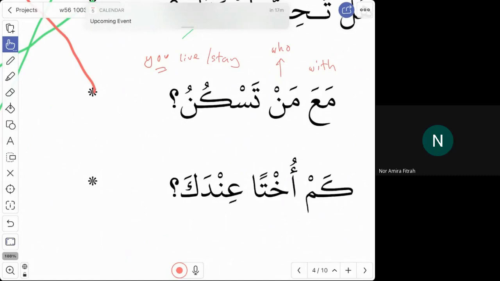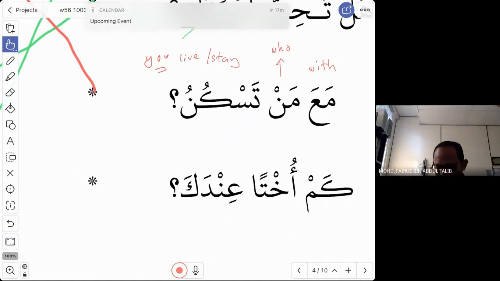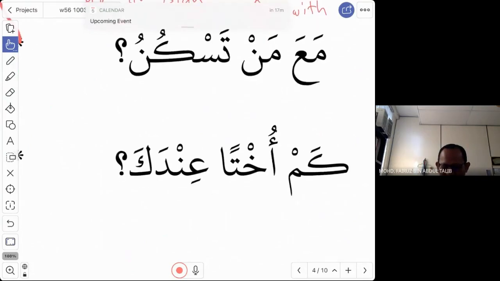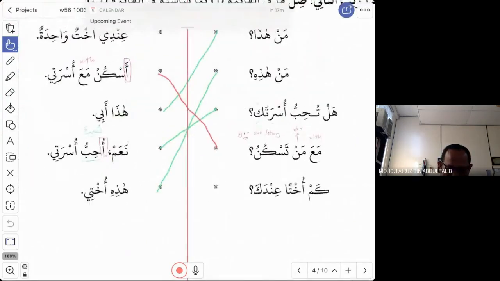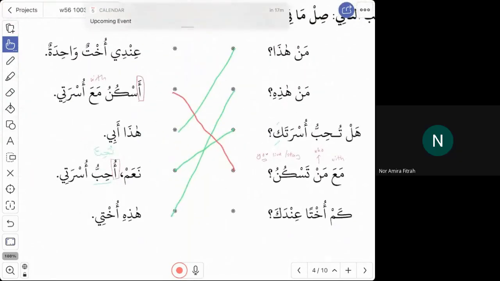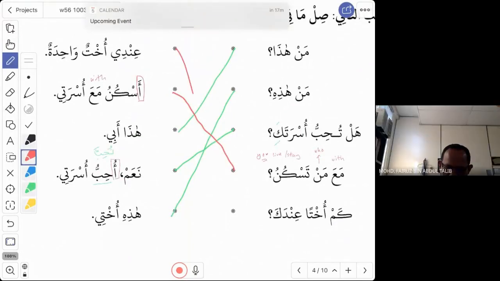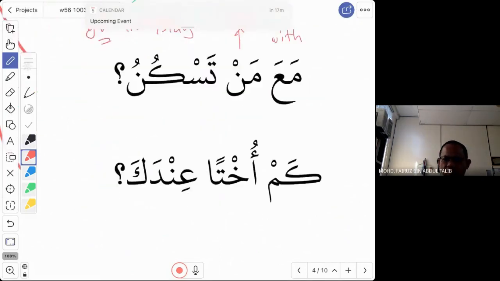Yes, ukhtan indaka. Kam ukhtan indaka. Okay, Amira, syukran. Kam ukhtan indaka, and the answer? Indi ukhtun wahidatun. Naam. Okay. What is the meaning of this phrase?